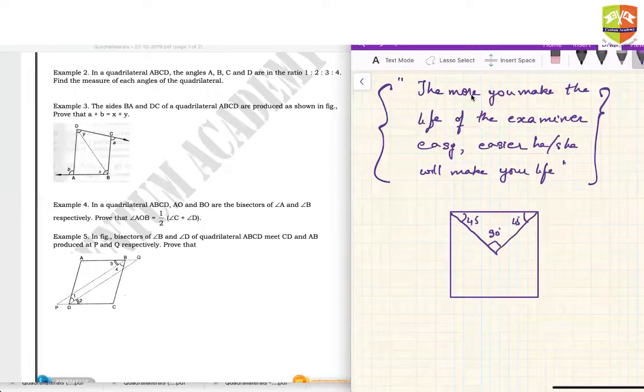So let's check whether this fits into our problem. Angle AOB. This was A, this is B, and this is O. So angle AOB is how much? Angle AOB in this case is 90 degrees. And let's check what is half of C plus D. This is C and this is D. This is also 90. This is also 90. So half of C plus D again is 90. So hence it works. It works for a square.